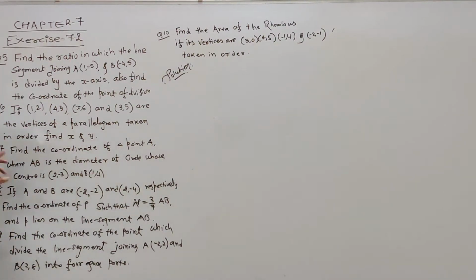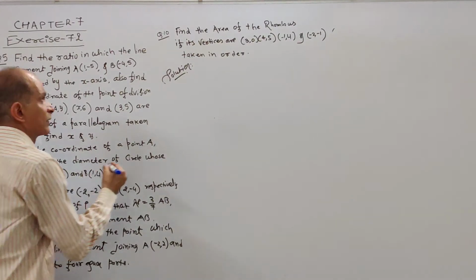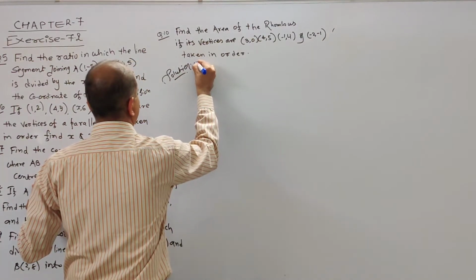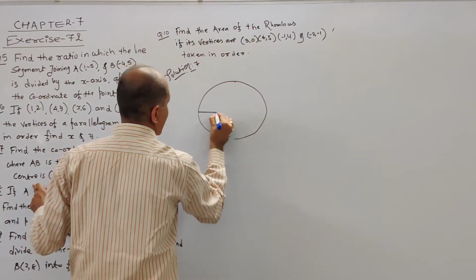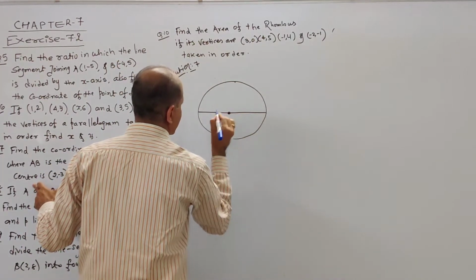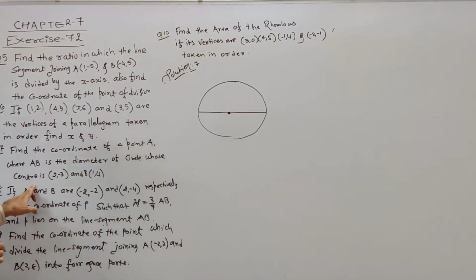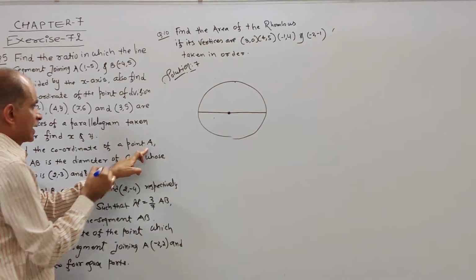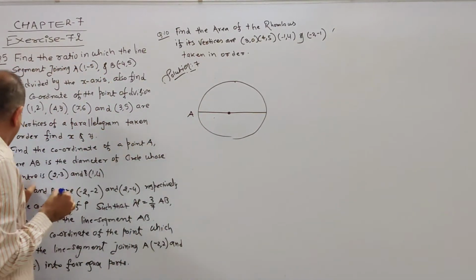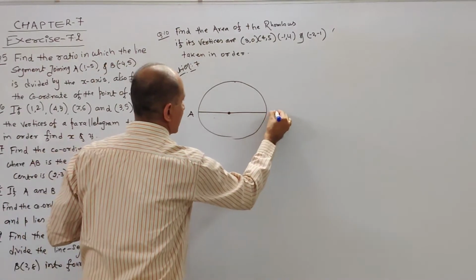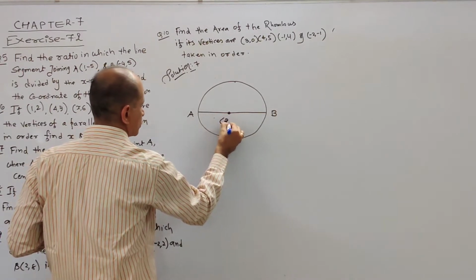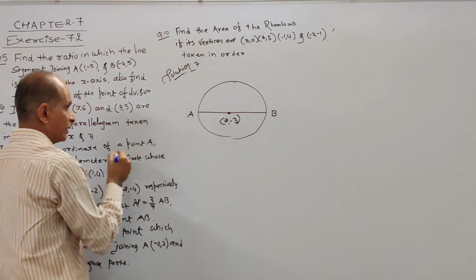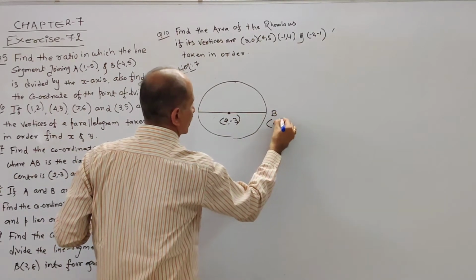Now the seventh one is: find the coordinate of a point A where AB is the diameter of a circle. So, solution of example number 7. A circle is given to you with one diameter, and the center of the circle is known. Find the coordinate of the point A. Suppose this is point A, where AB is the diameter of a circle whose center is (2, -3), and the coordinate of B is (1, 4).